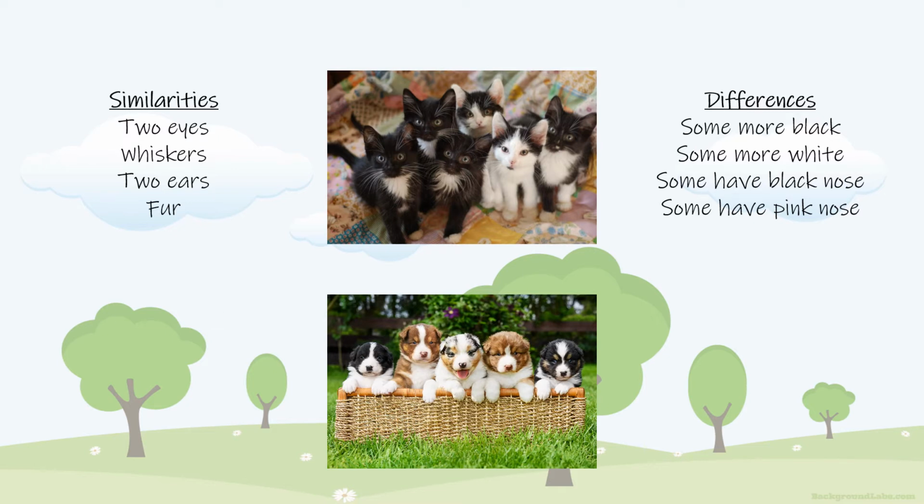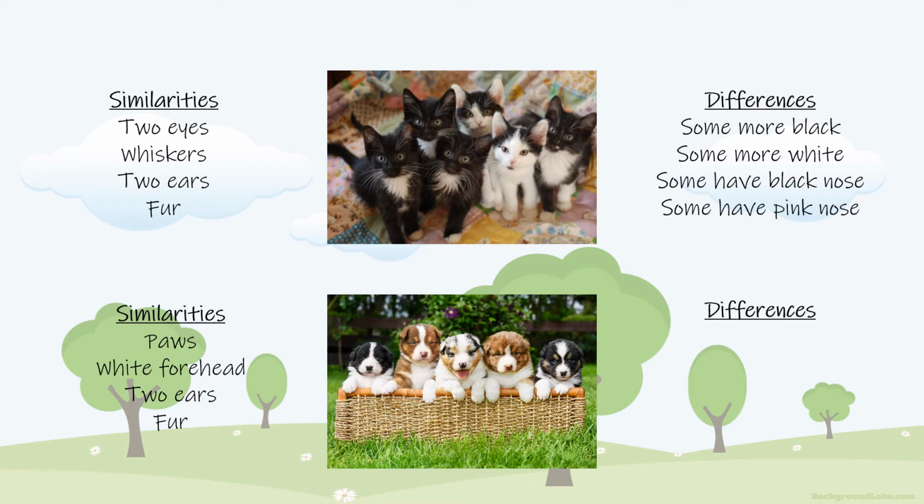Let's move on to the puppies. The first similarity that I noticed with the puppies is they all have paws. What are other similarities that you've noticed in this picture? That's right, all the puppies have a white streak on their forehead. They all have two ears. They all have fur. What about differences?